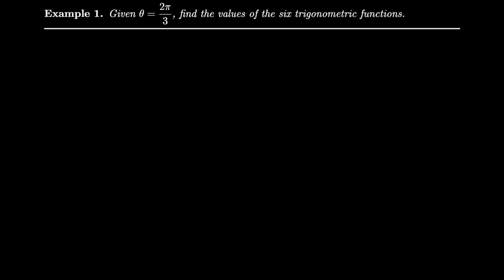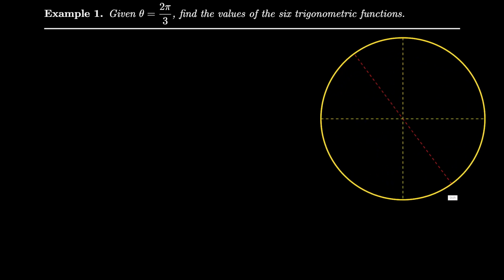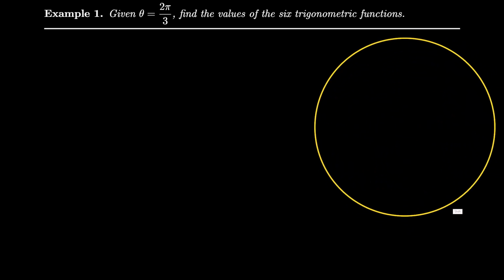It says, given that theta is 2 pi over 3, find the values of the 6 trigonometric functions. So let's think about this this way. First, let's get ourselves a circle here, and let's put it over here on the right. Then let's try to find the center, best I can. That'll do. And then let's go get an angle of 2 pi over 3.